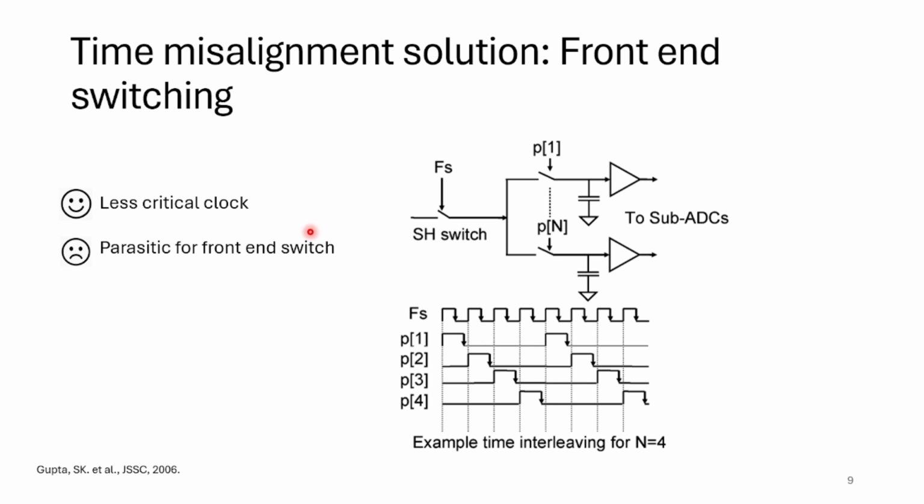The solution is to use front-end switching. So this one still samples at this high frequency, but instead of the main clock, the front-end switch tells each of them to be on. So the matter of time misalignment would be less critical. The problem with this configuration is that the front-end switch always sees the parasitics of these switches, which limits its frequency response and behavior.